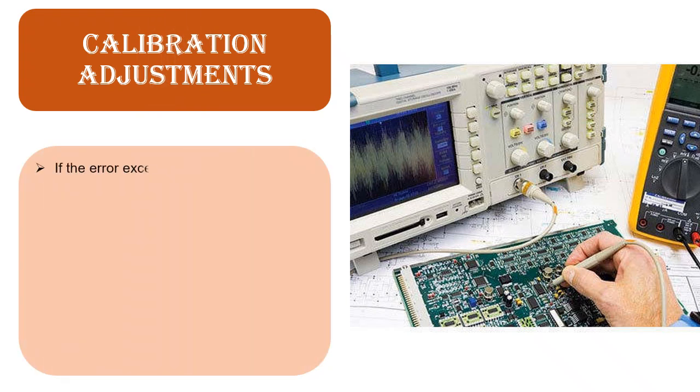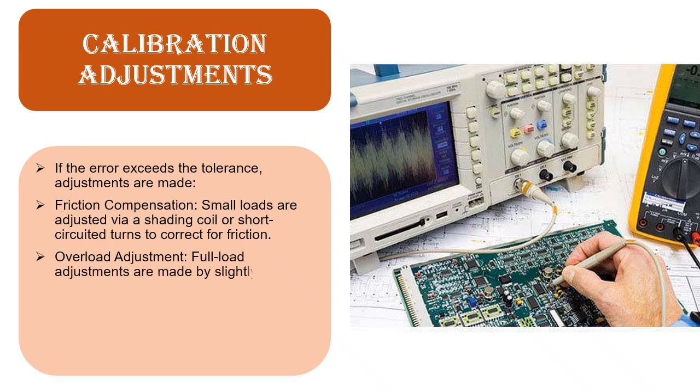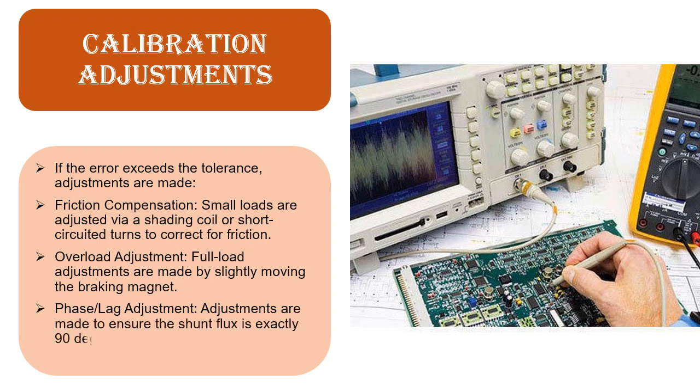Calibration adjustments. If the error exceeds the tolerance, adjustments are made. Friction compensation. Small loads are adjusted via a shading coil or short-circuited turns to correct for friction. Overload adjustment. Full load adjustments are made by slightly moving the braking magnet.